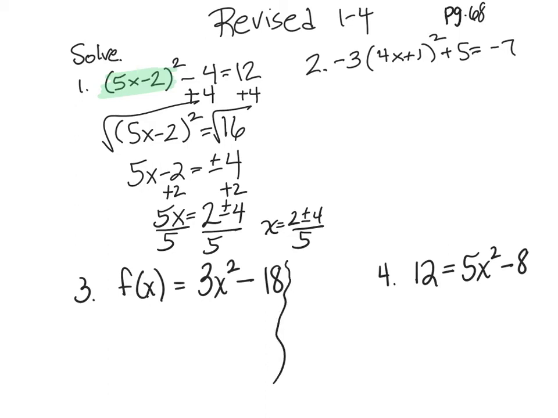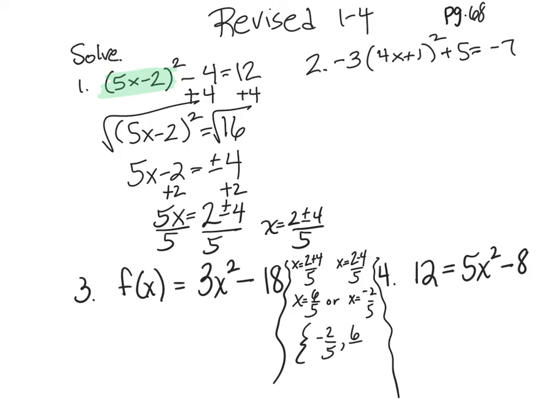Since I don't have an irrational number here, I need to do my two different problems. X equals 2 plus 4 divided by 5, or x equals 2 minus 4 divided by 5. So x is either 6/5 or x is negative 2/5. So for number 1, my answers are negative 2/5 and positive 6/5. That would satisfy the equation for number 1.